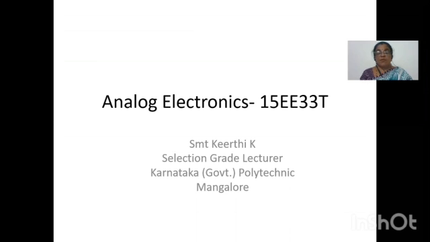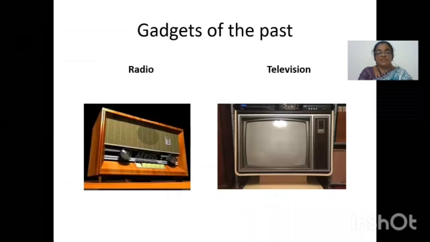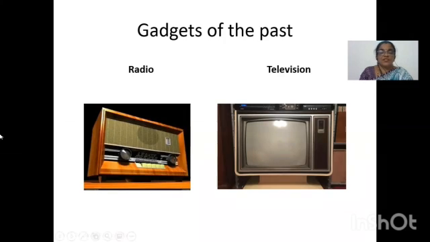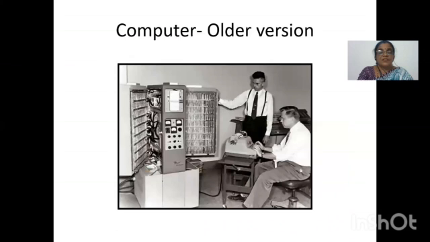Before studying what is there in analog electronics, let us just have a look at the various gadgets which you must have seen in your grandparents' house. So this is the radio and the television. Look at the size of these devices of yesterday years. You must not have seen this computer, but olden days computers were of this size.